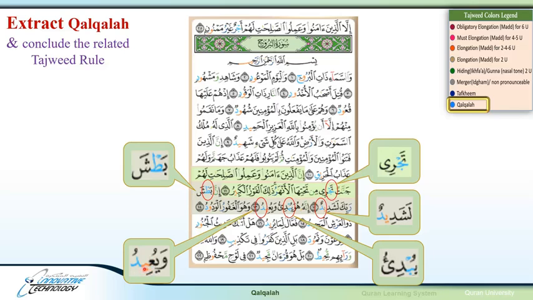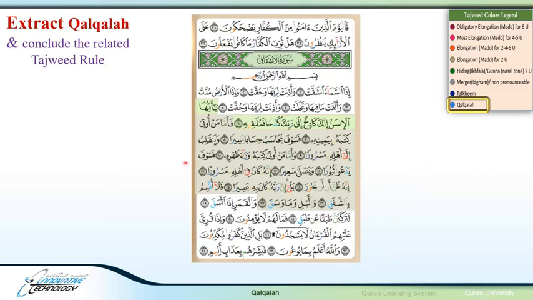Wa yu'id. Next is al-wadud. The dal here is again at the end of the word, at the end of the ayah, and it doesn't have a shadda, so the hukum is intermediate qalqalah. Wadud. Tajri. Batcha. Shadid. Yubdi. Yu'id. Al-wadud.